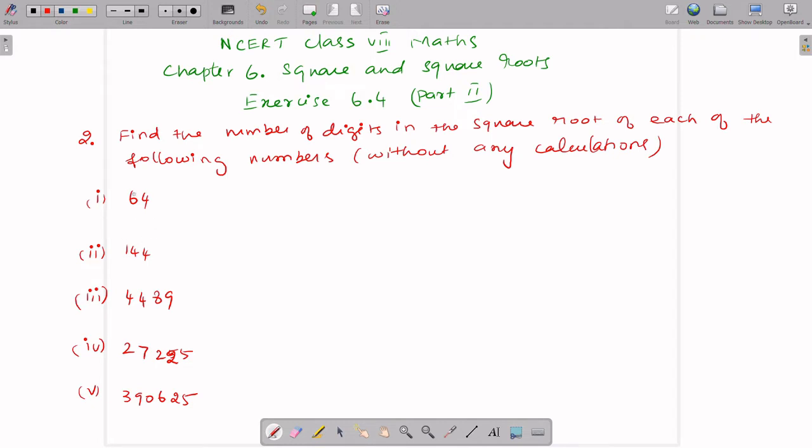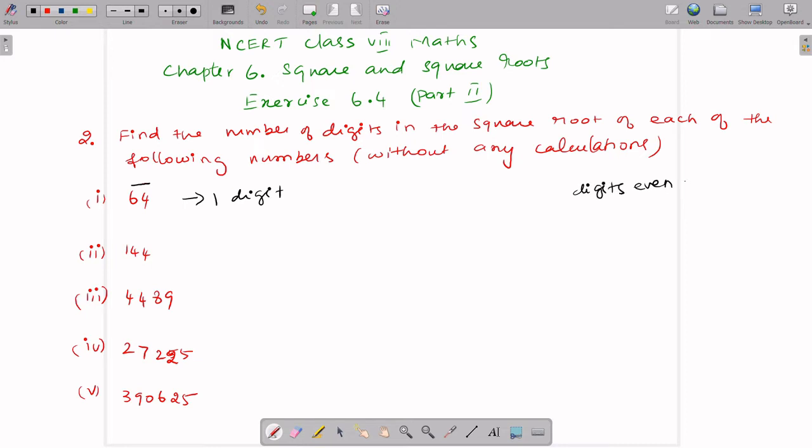When you're finding the square root by long division, you combine two digits at a time, starting from the right. So when you find the square root of this, the answer will be a one digit number. This is one method. Another method is for when the number of digits is even. Here we have 1, 2, two digits, and 2 is even.